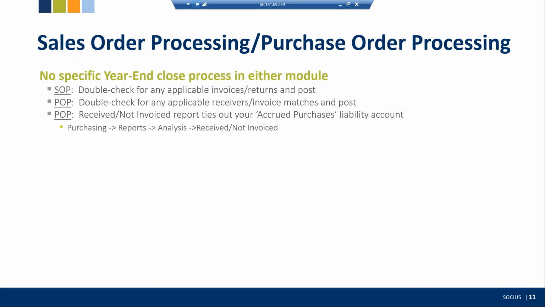To get to that report, you simply select Purchasing down in the bottom left-hand corner of your screen. You can then, on the purchasing area page, select Reports, select Analysis, and then select Received Not Invoiced. So that is the path that you'll follow to get to that particular report, and you can print that out as part of your year-end process.